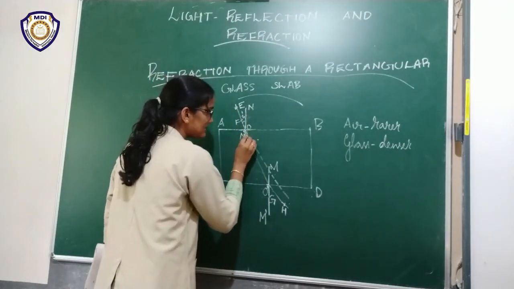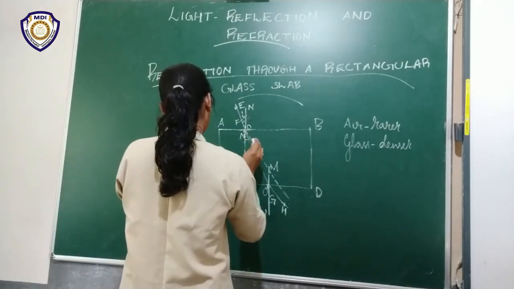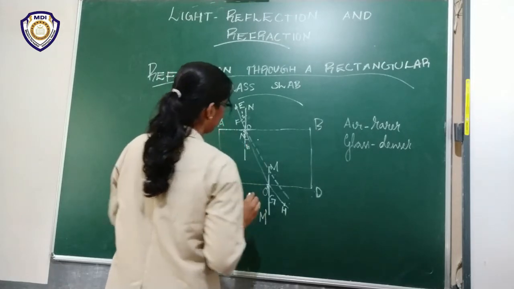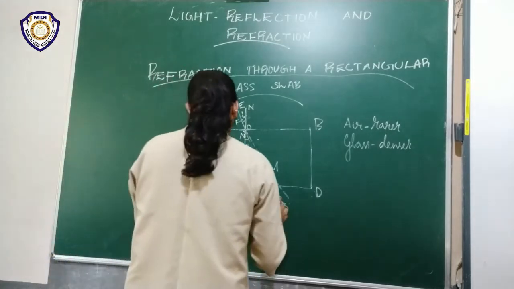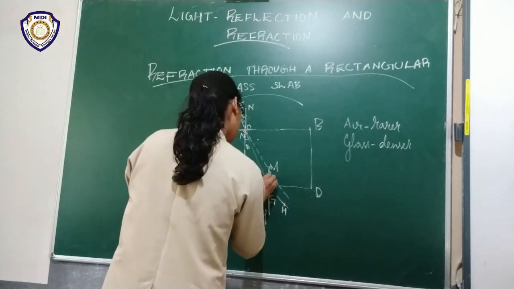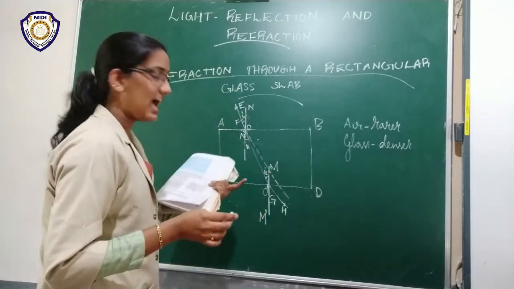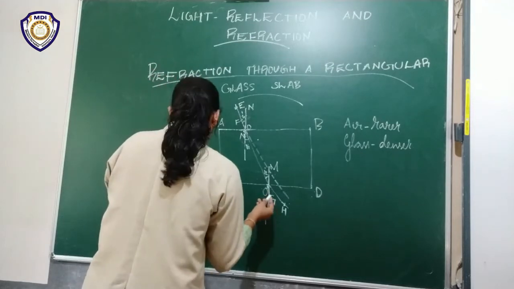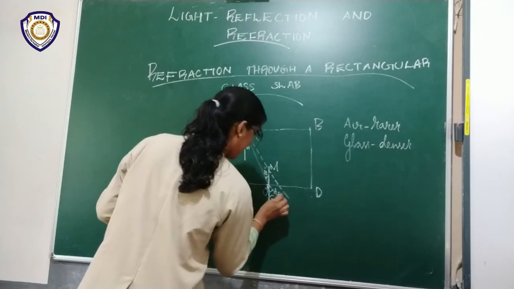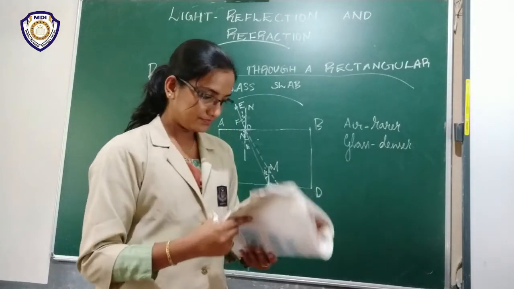This is the angle of refraction, that is R1. Here the second angle of incidence is I2 and the angle of refraction is R2.